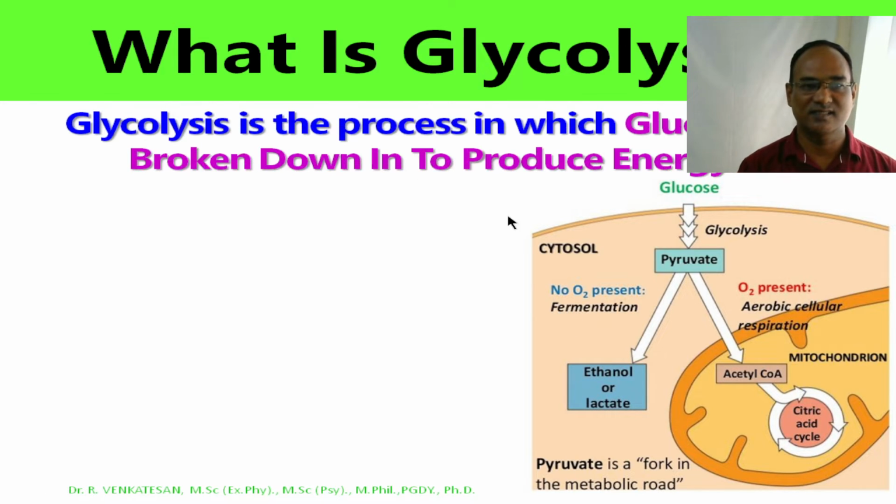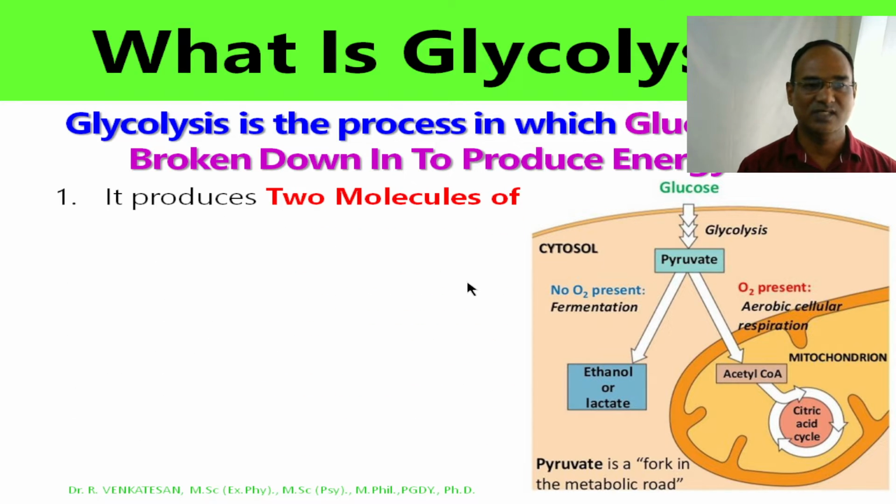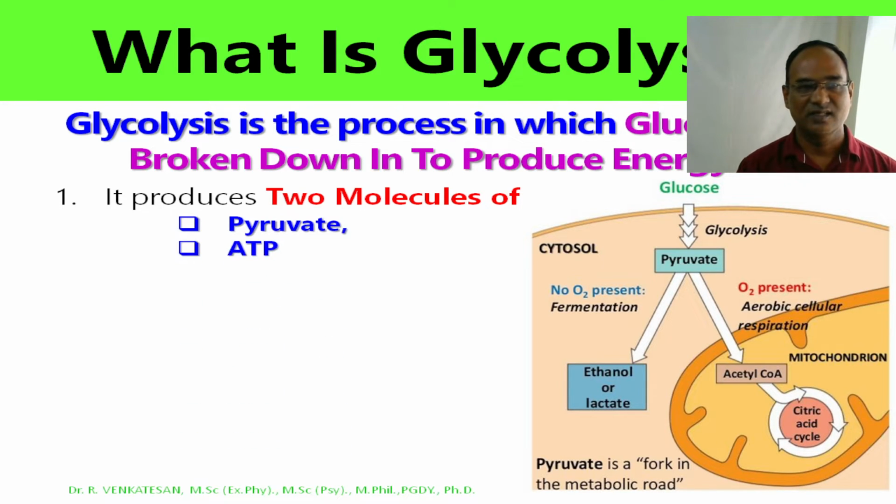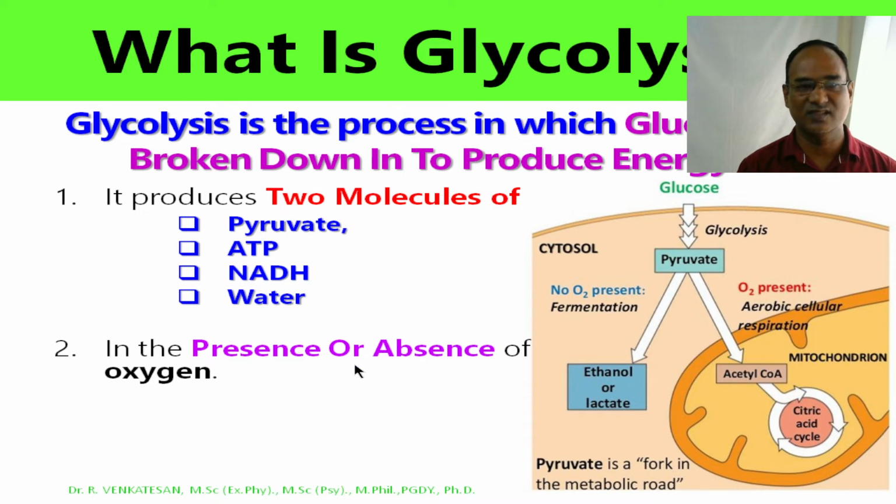So let us discuss. Glycolysis is the process in which glucose is broken down to produce energy for the working muscle. At the end of the process, you will get 2 energy molecules in 5 different categories: 2 pyruvate, 2 ATP, 2 NADH, and 2 water molecules. This process can be carried out with oxygen or without oxygen.